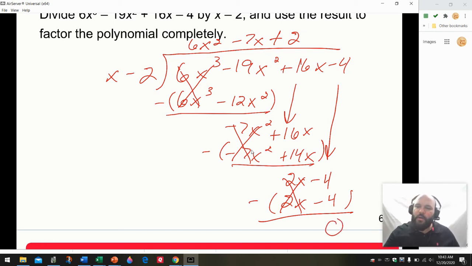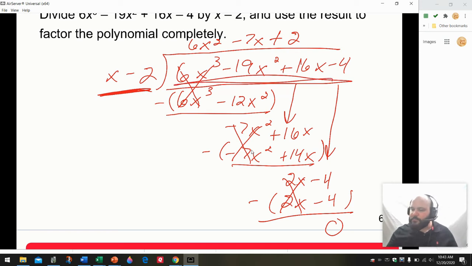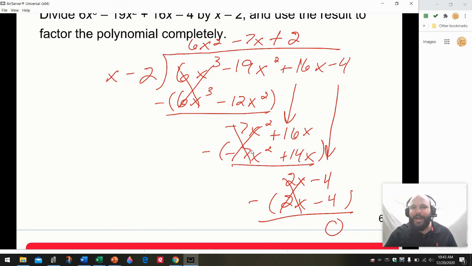Now, that 0 is important because what it tells us is that this x minus 2 divided evenly out of our original expression. But here's where the most important information comes from after doing this division. Once we know that this is dividing out evenly, we have successfully taken a linear term out of this. What we've done is we have taken x minus 2 out.